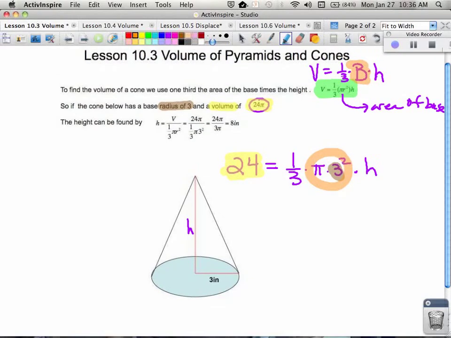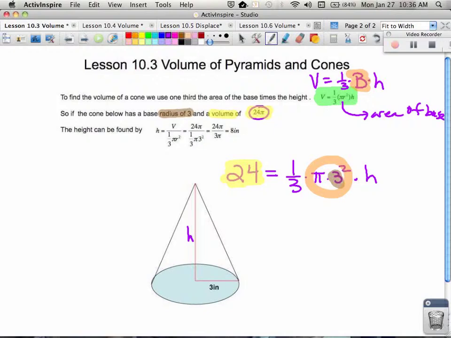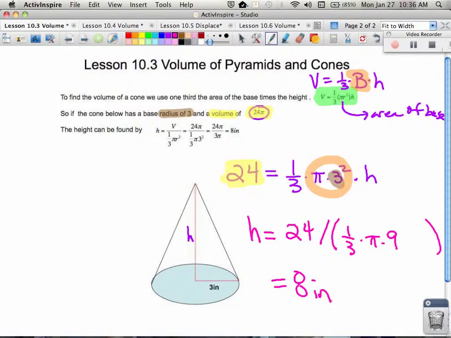I plug everything into that formula, and when I get done and I divide, I can take the 24, like in my calculator. I would say that my height would be equal to the 24 on the left-hand side of that equation, divided by parentheses 1/3 times pi times 9. When I type that all into my calculator, out should pop 8 inches. Feel free to give that a try on your calculator right now to make sure that you know how to type stuff properly into your calculator.